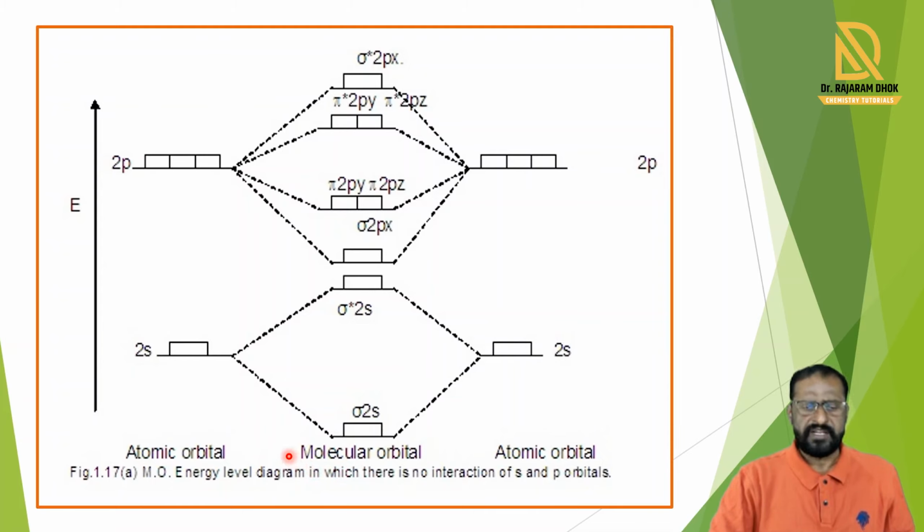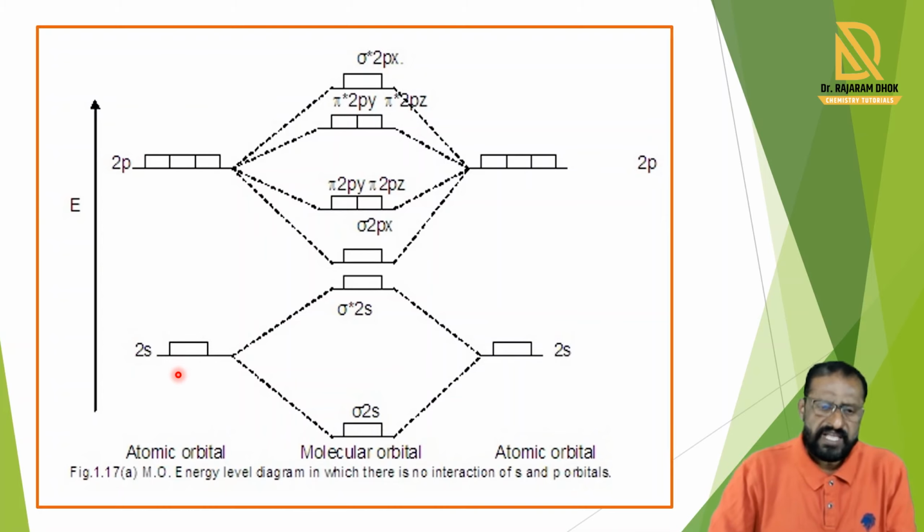In writing the electronic configuration, we can show those orbitals by the letter K, and for the second atomic orbital also by the letter K. For simplicity, it is not shown in this diagram, and only the valence atomic orbitals are shown. So in the first atomic orbital and in the second atomic orbitals, we have shown here the 2s orbitals.